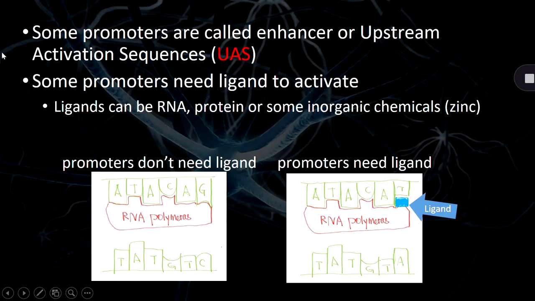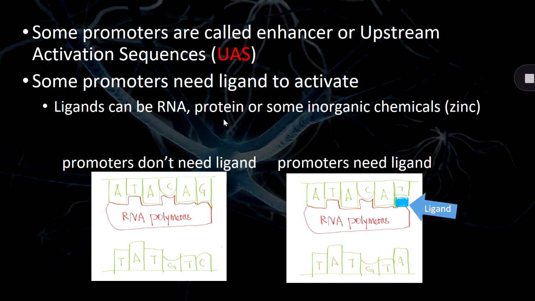Okay, there are some special names for certain promoters. Some promoters are called enhancers or upstream activation sequences. Particularly, the upstream activation sequence is something that we are interested in. We call them UAS, like the American girls' name, right? Okay, so they are basically just promoters. And some promoters will need a ligand to activate. The ligand can be RNA, can be protein, or some inorganic chemicals such as zinc.